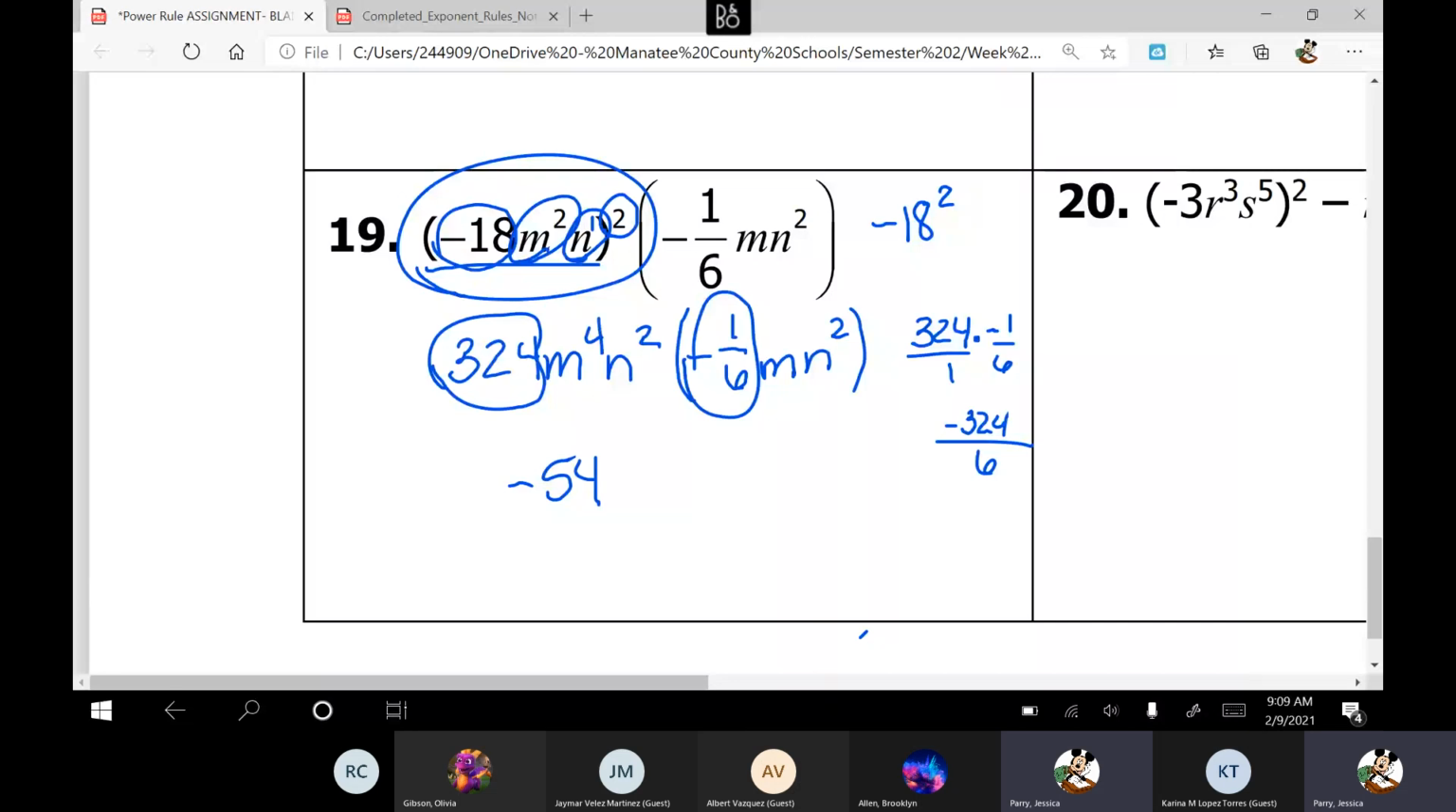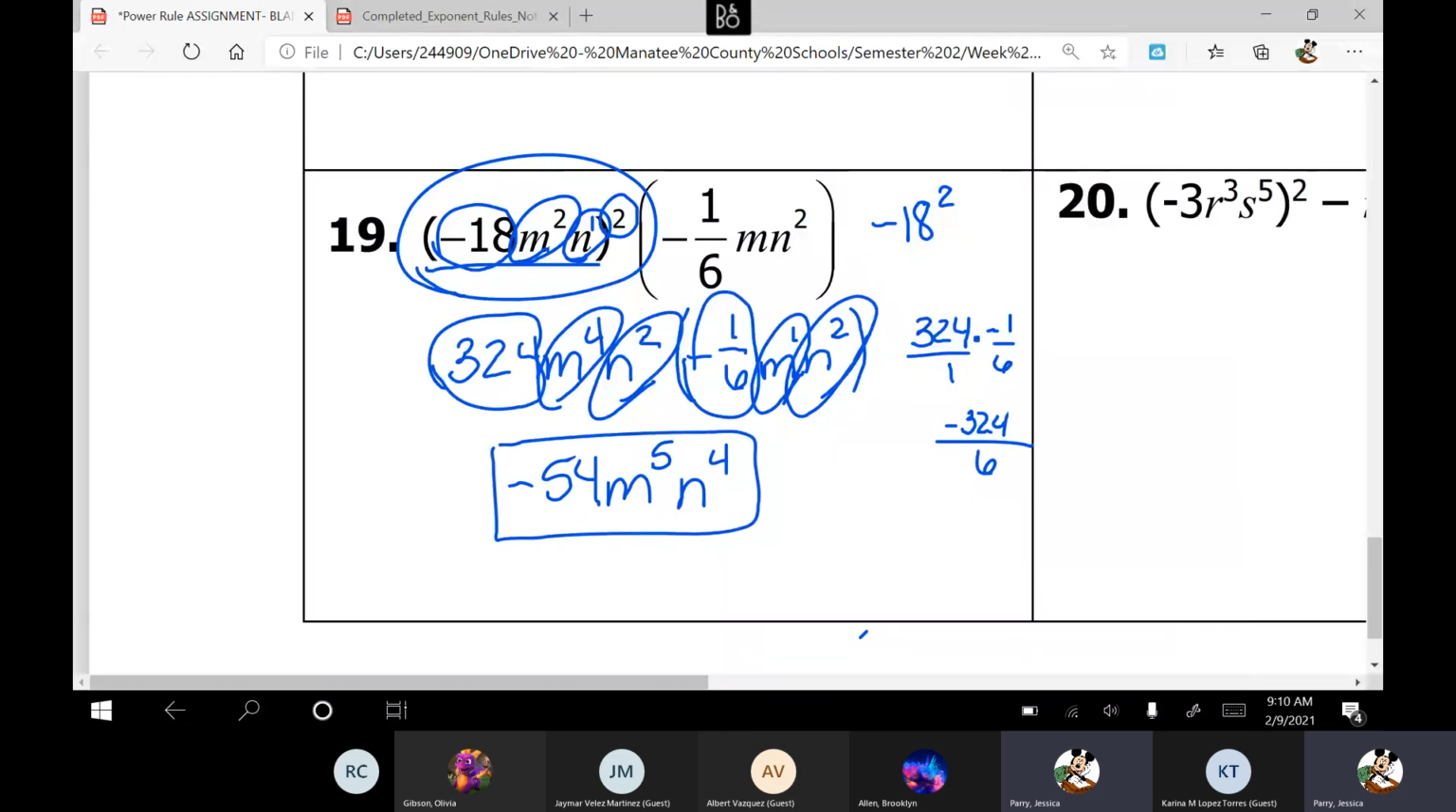Okay. And then going on to multiplying the rest of it. Here's my variable m. When you're multiplying your exponents, you add them together. We're going to add these exponents together. So the 4 plus the invisible 1. So now m has a power of 5. And then here's my n. I see someone said negative 54, m to the power of 5, and then n to the power of 4. Let's double check. n to the power of 2 times n to the power of 2, and that is correct. 2 plus 2 is 4. So then that final answer for number 19, that's all finished.